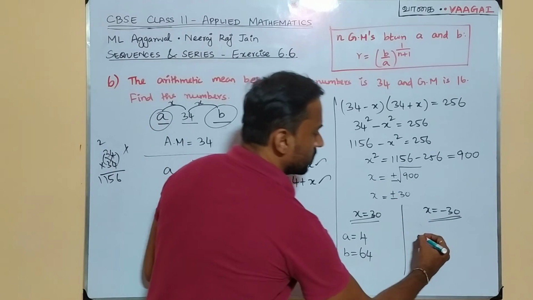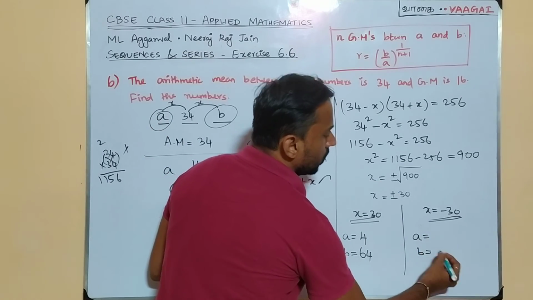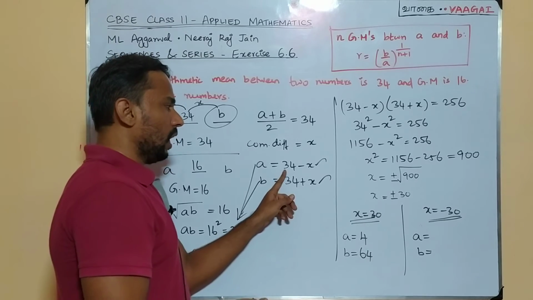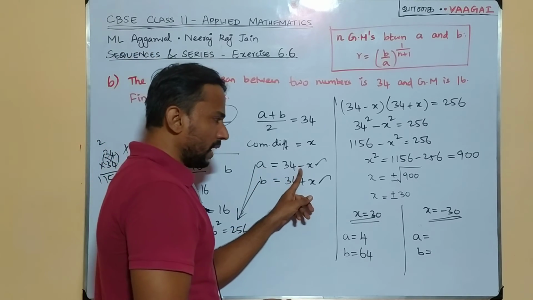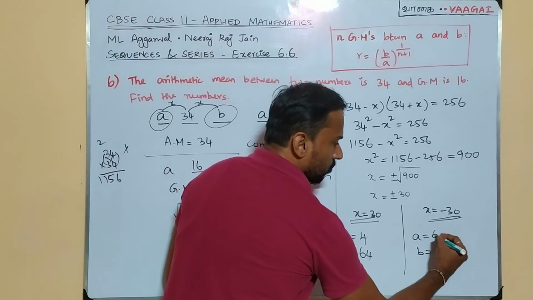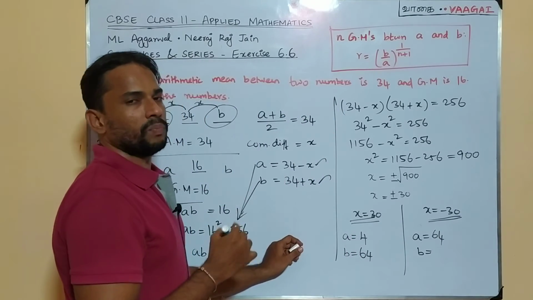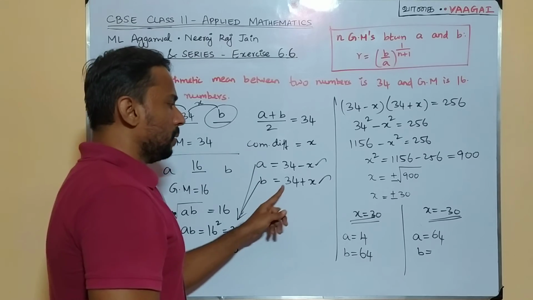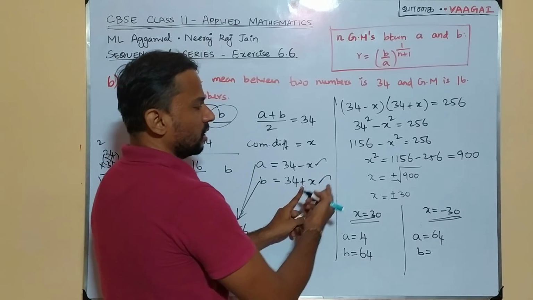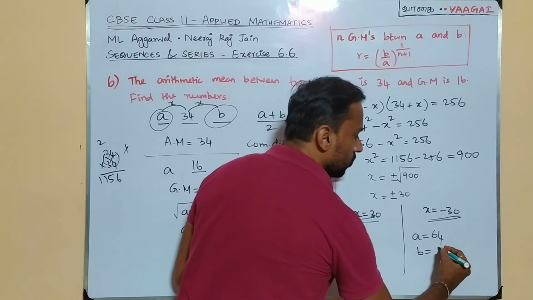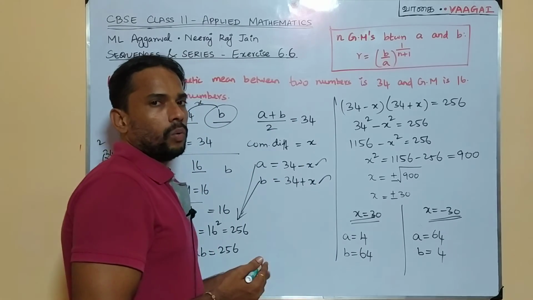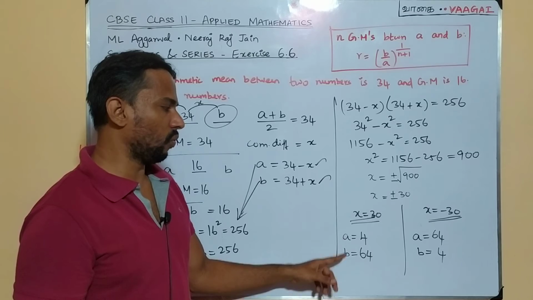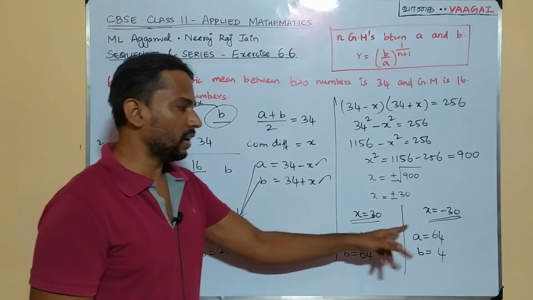Otherwise, if you take x as minus 30, then A is equal to 34 minus of minus 30, that will be 34 plus 30, which is 64. And B will be 34 plus of minus 30, that is 34 minus 30, which is 4. So these are the values of A and B. That is, we are getting the same two numbers: one is 4, the other is 64, but in a swapped way.